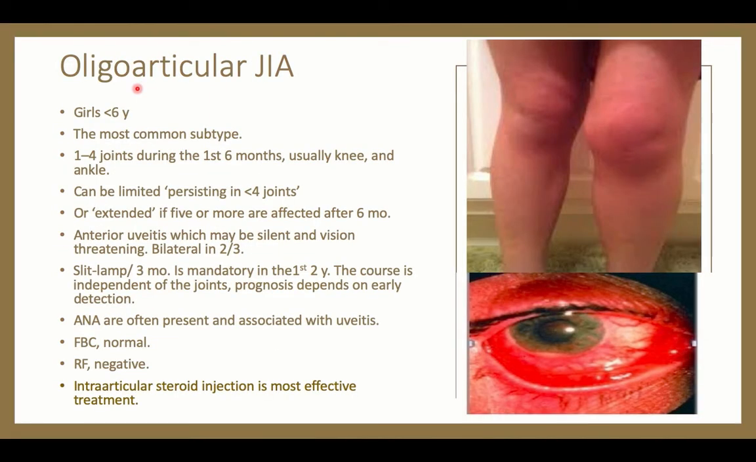The other entity is called oligoarticular JIA, and this is a disease of girls mainly who are young, less than 6 years. This is the most common subtype of juvenile idiopathic arthritis. The most frequently occurring subtype is oligoarticular JIA, when 4 joints or less are affected during the first 6 months of disease. Usually the knee or the ankle is the first presentation in this entity. So maybe just 1 joint, maybe up to 4 joints are affected. So this is oligoarticular.